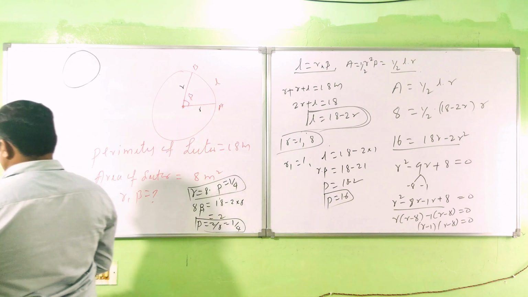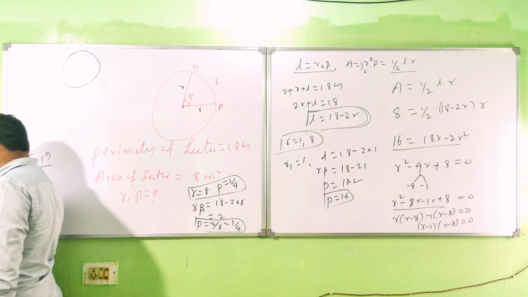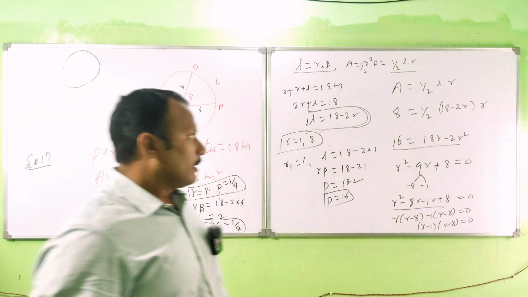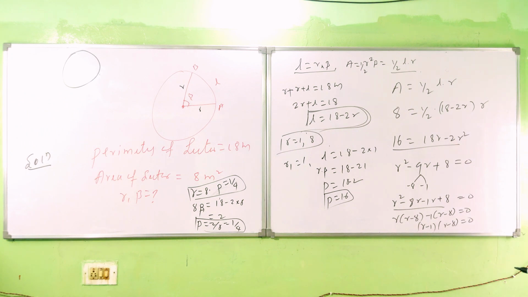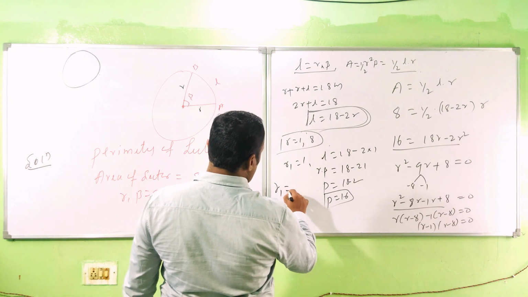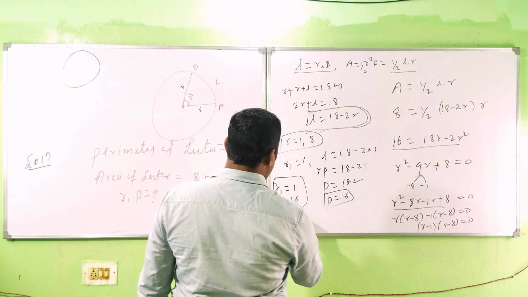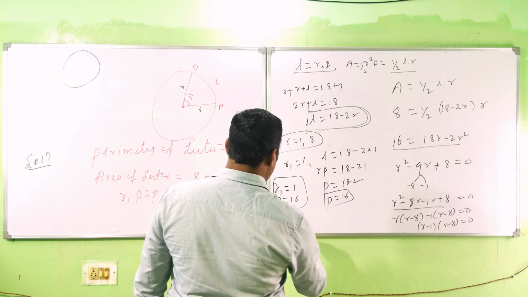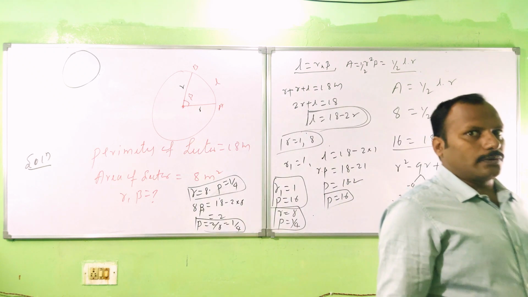The given condition here: for r is equal to 1, beta is equal to 16, one pair. For r is equal to 8, beta is equal to 1 by 4. Here, the given condition is beta is not equal to 16.